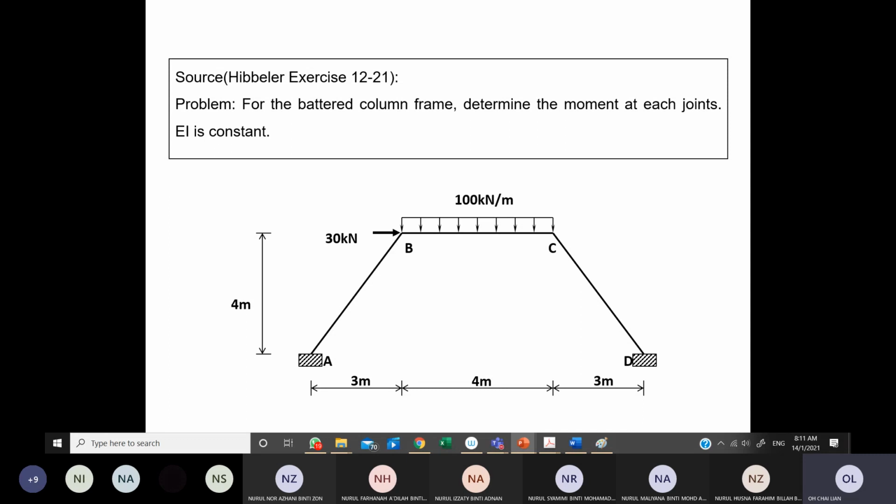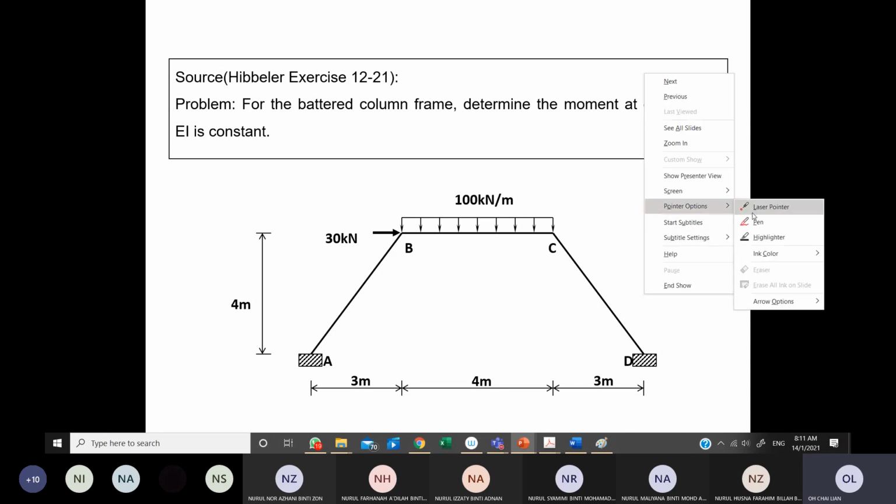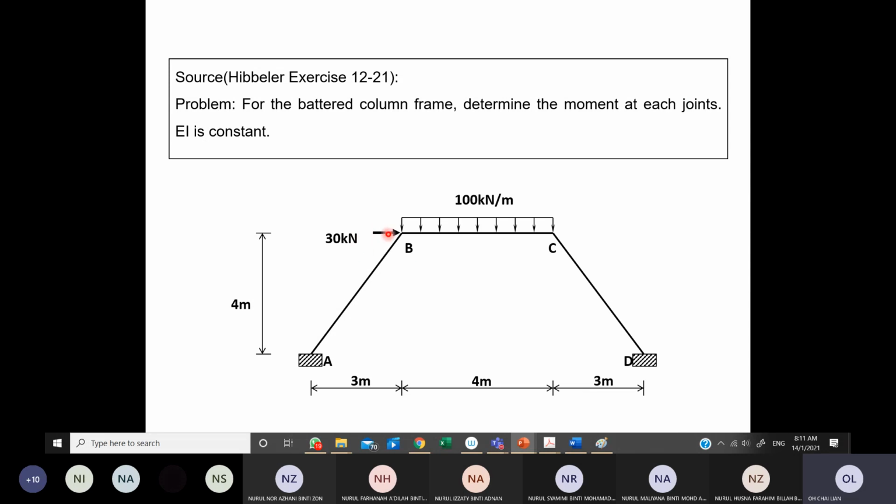Why do I say it's a sway frame? Because there is a horizontal force acting horizontally, and this will make the frame sway. There are more criteria that will confirm whether the frame is a non-sway frame or a sway frame, so please revisit the criteria in my previous lesson. But we can give the reason why this frame sways: it is because of this 30 kilonewton horizontal force.